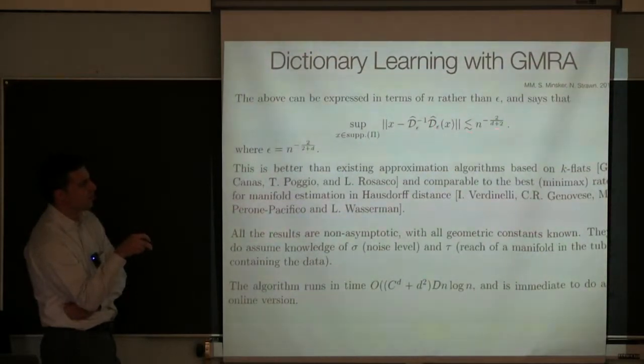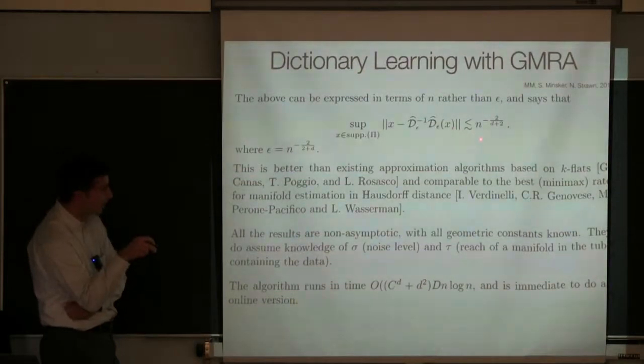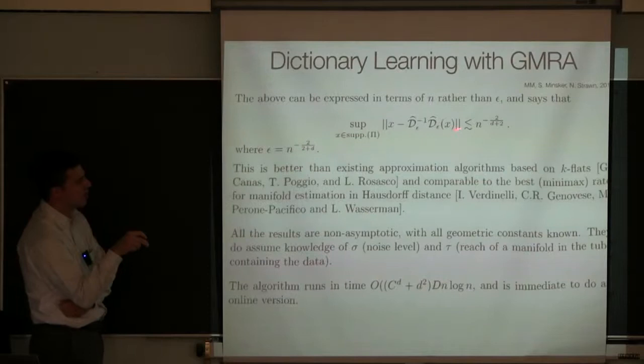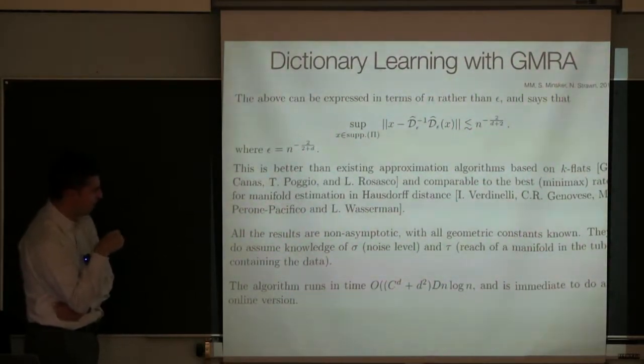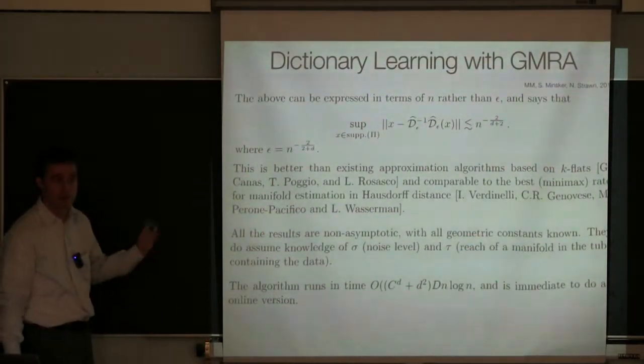And the best possible rate for manifold learning has been shown to be this by Wasserman and collaborators. And so we think that the rate is optimum. It's certainly better than any dictionary learning algorithm that is out there. And the algorithms are also the fastest out there. So now I wanted to tell you how we do this.